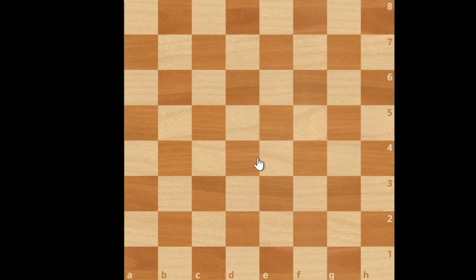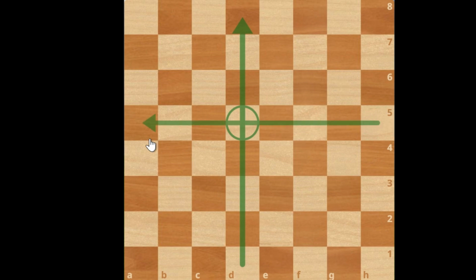So, suppose I want to know the coordinate of this square. First, we have to go down and look at its file, which is D. So, D, and its rank is 5. So, we have to say D5.